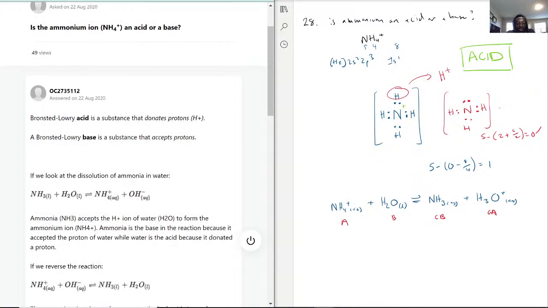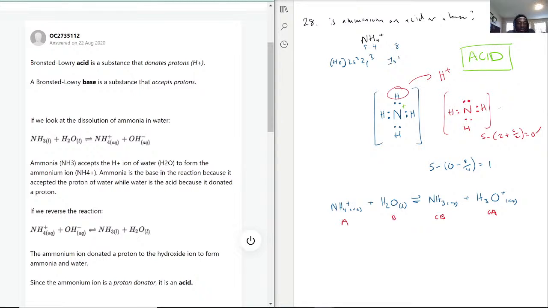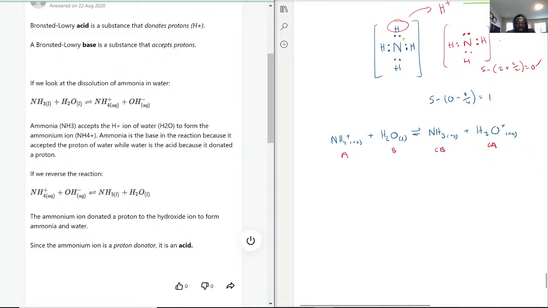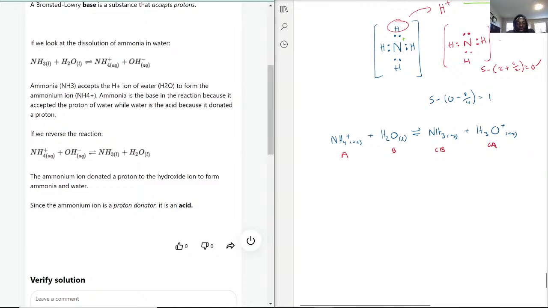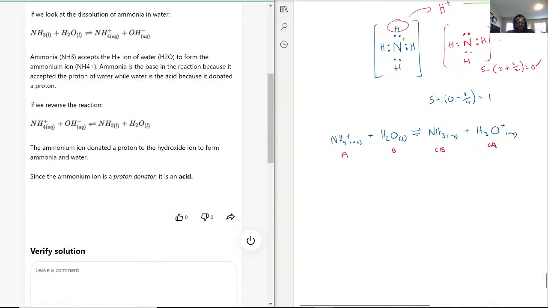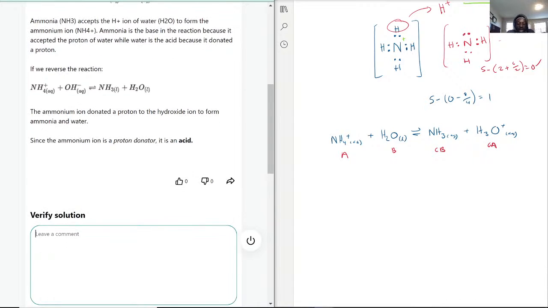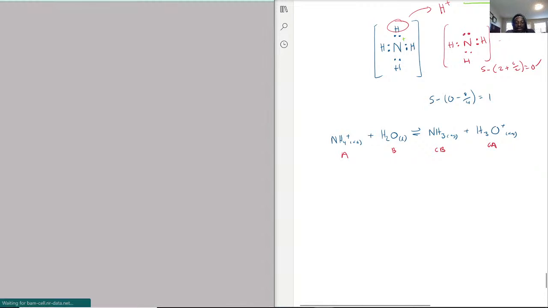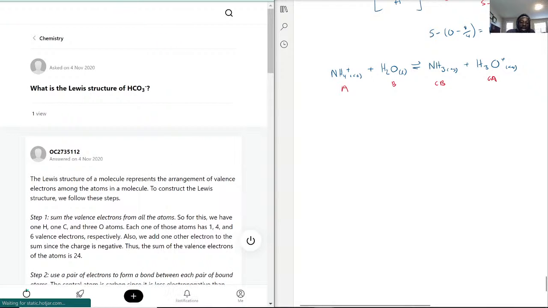Bronsted-Lowry acid donates, base accepts. So we got that part right. They have this formula showing the opposite, but realistically speaking, you can write it like this as well, because it's saying the same thing. And you can see here the hydroxide takes away the proton to form water. But in all concepts still, ammonium is donating a proton, which makes it an acid. So yeah, and now let's move on to question 29.